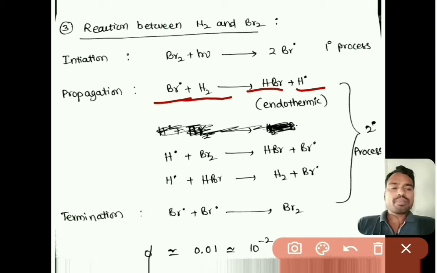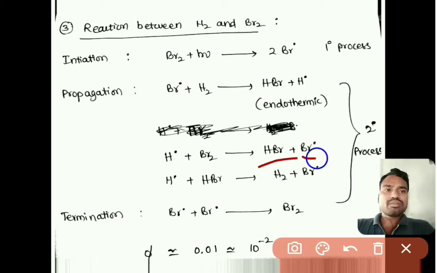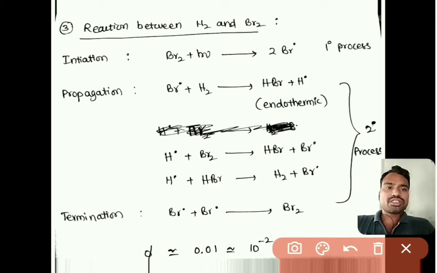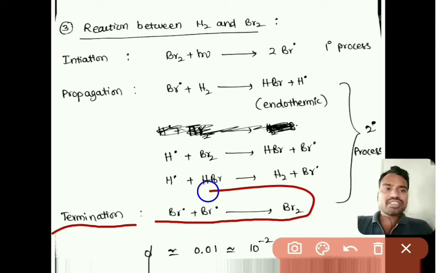So now what will happen, right? The H dot reacts with Br2 and forms HBr plus Br dot, and this H dot again may react with HBr, the product, and that may form the reactant H2 plus Br dot. So in this case, as the secondary process is endothermic, it requires a lot of energy, right. So by absorption of energy, the molecules are activated, so that the reaction would proceed, right. Now the chain termination step is Br dot plus Br dot reacting with each other, forming Br2.